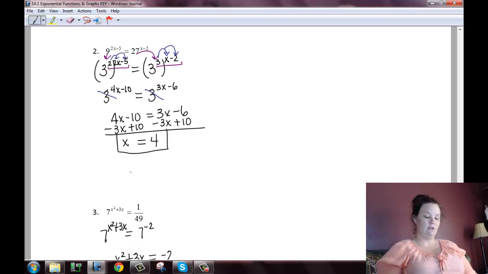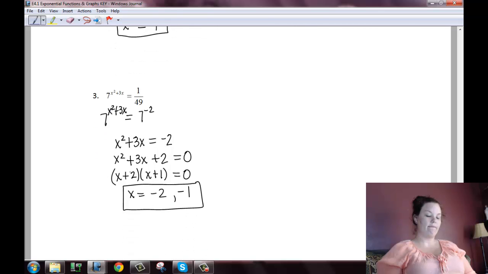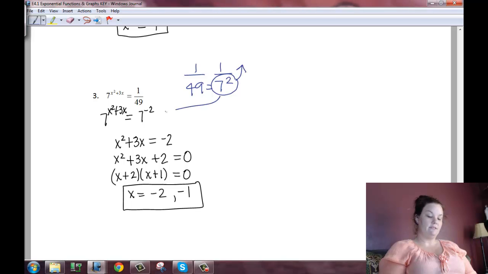Okay. And look at the last one. Here I have a base of 7, and I have a base of 1 over 49. So again, remember 49 is the same as 7 squared, right? But here, the squared is in the bottom. So what I have right now is 1 over 49 is the same as 1 over 7 squared, but I need it on the top because I need these bases to be the same. So to move 7 squared up, it becomes 7 to the negative 2. Okay. So I have 7 to the whatever was on that side equals 7 to the negative 2.